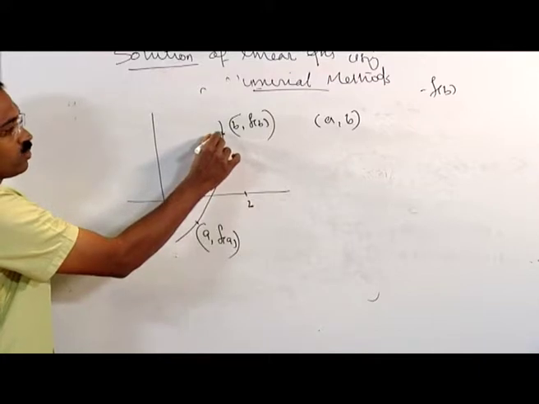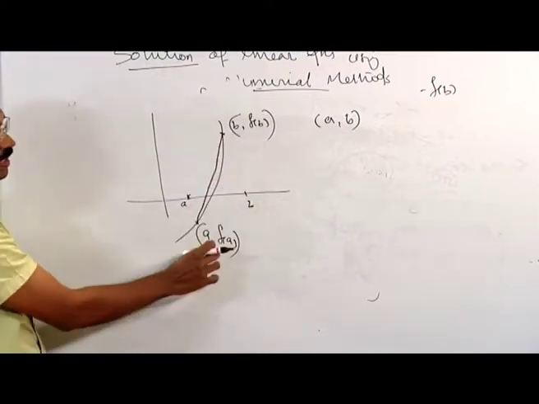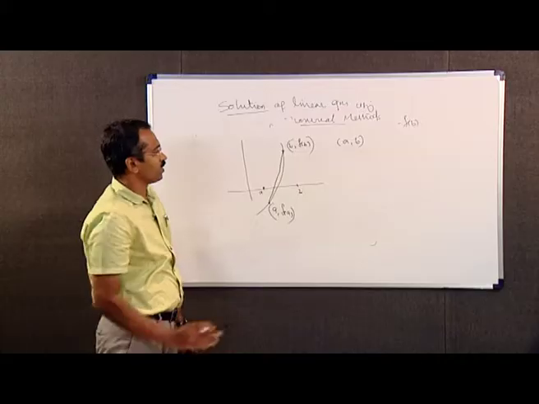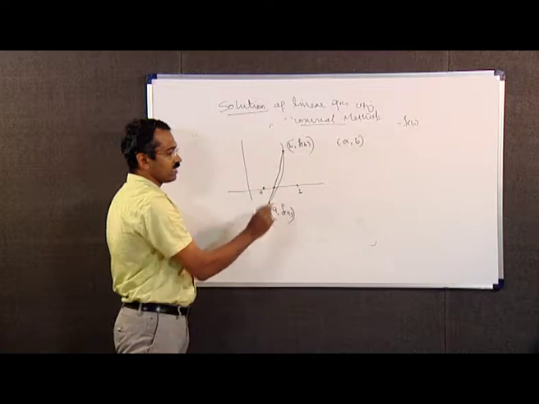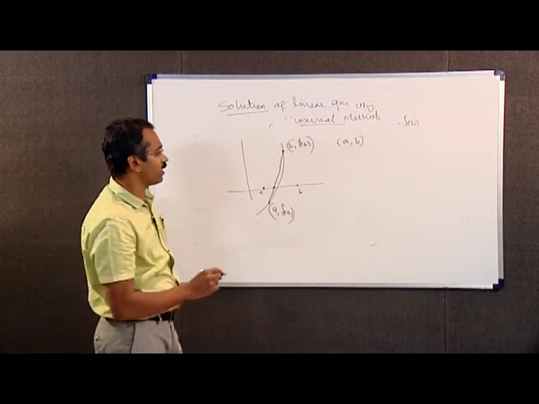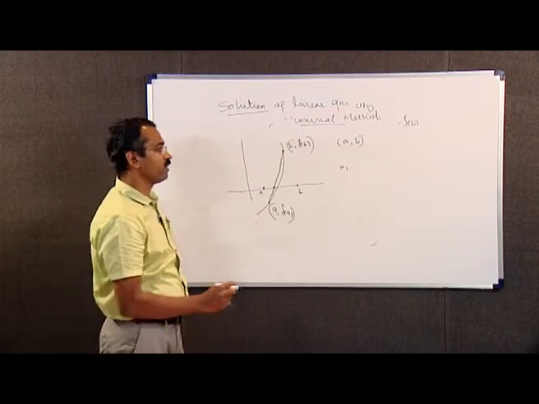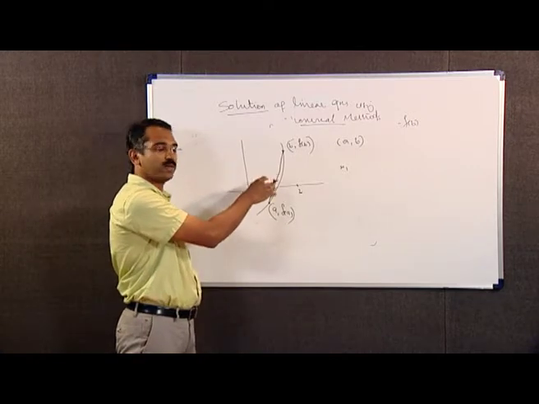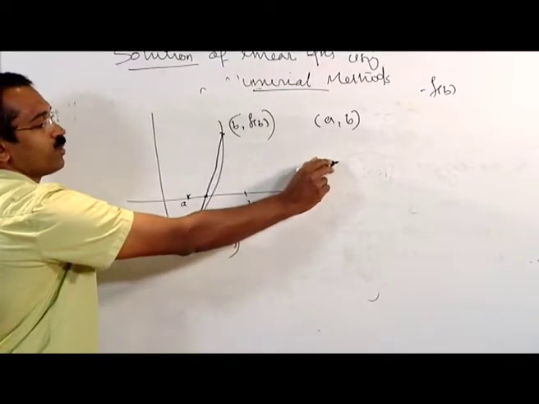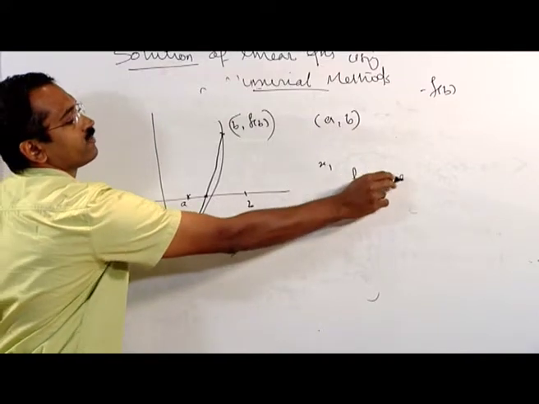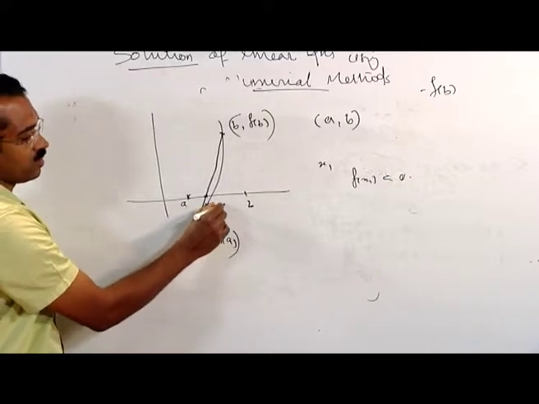Now, we join these two points, that is, we draw a chord between these two points a f of a and b f of b. It will intersect the x axis. This point of intersection is taken as the first approximate value of the actual root, say x1. Now, we evaluate f of x1 and find out the next interval of approximation. Suppose f of x1 is negative, then we can mark this point as x1 f of x1.